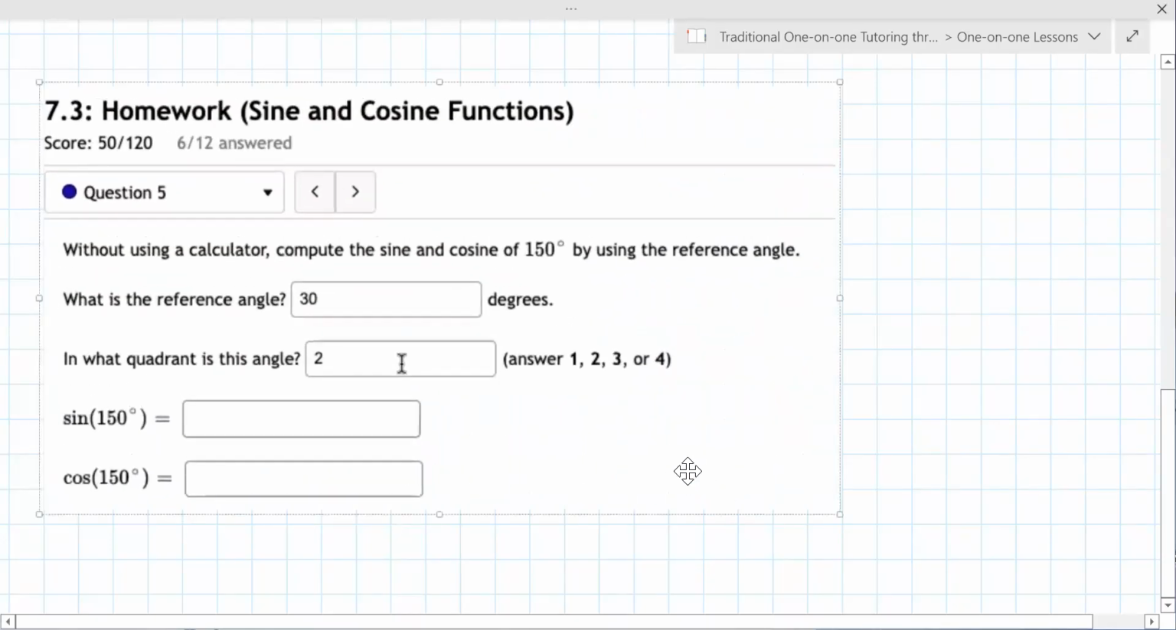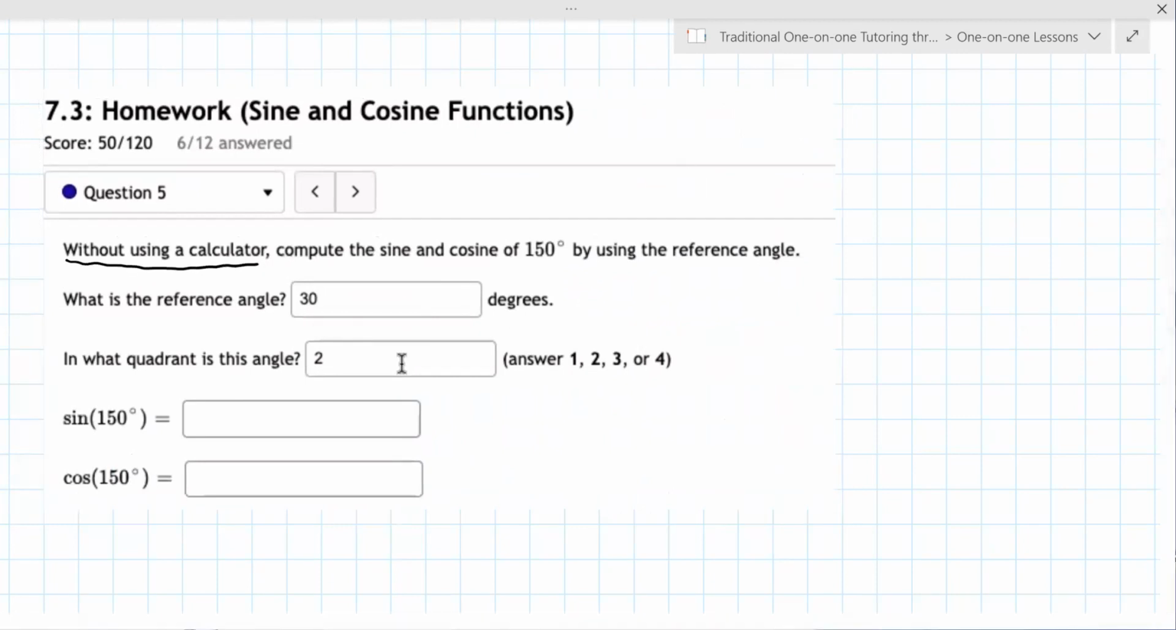Okay, without using a calculator, compute the sine and cosine of 150 degrees by using the reference angle. So in truth, whenever I see something that says don't use a calculator, that's the shortcut to doing this. Are you generally allowed to use a calculator in this class? For right now, yeah. But she said the further we get into the course, we won't be able to use one sometime. Got it.